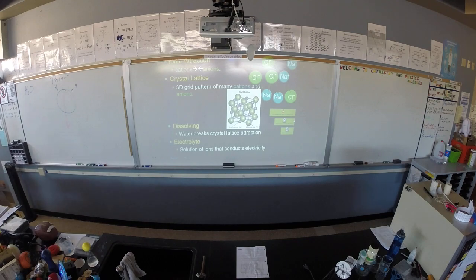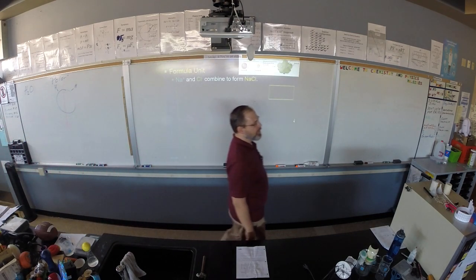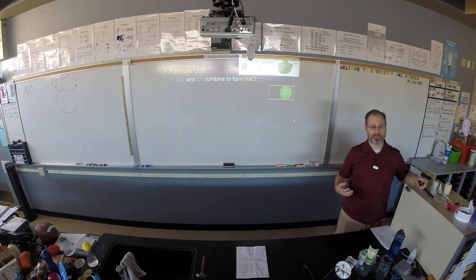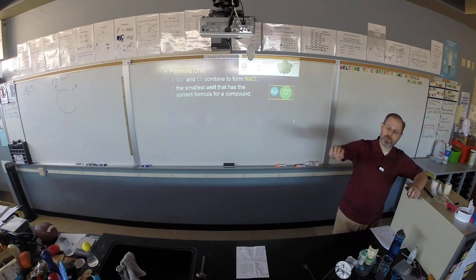Okay, moving on. So talking about ionic attraction specifically, when you have a bunch of ions that are forming a crystal lattice, you have what's called a formula unit. So the salt that you put on your potato chips, or your french fries, or your ice cream.